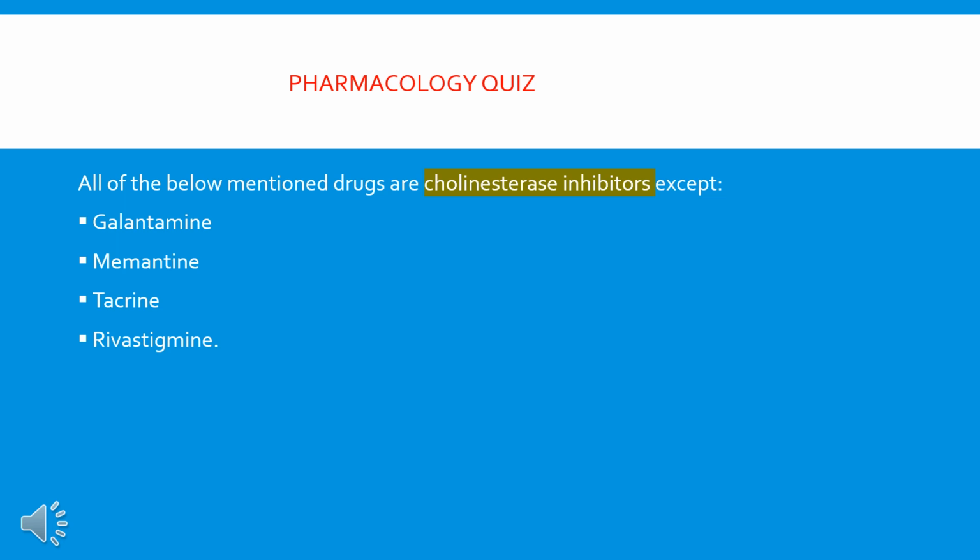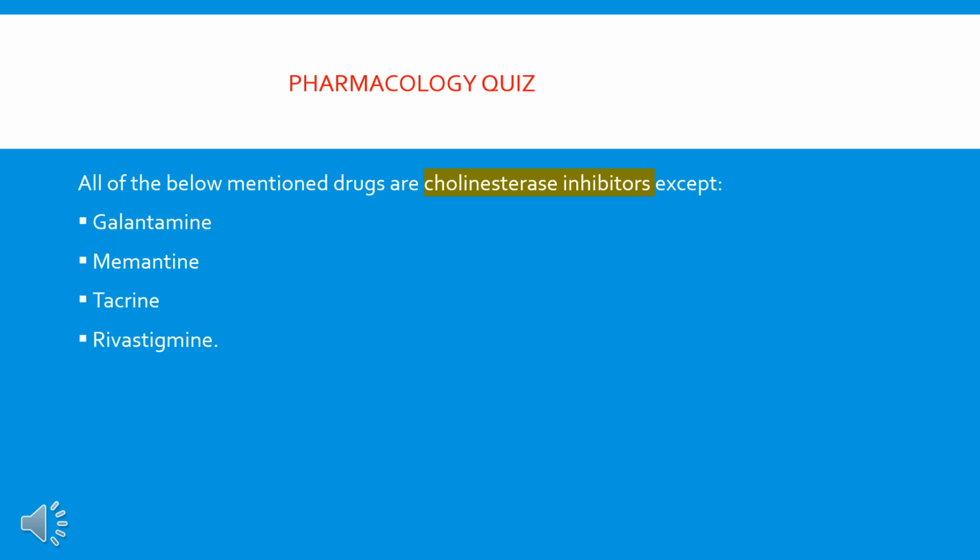So, let's start with question 1. All the below mentioned drugs are cholinesterase inhibitors except galantamine, memantine, tacrine, and rivastigmine. As we know, in Alzheimer's disease, there is deficiency of acetylcholine, and we have to give such medication which will prevent degradation of acetylcholine. Cholinesterase is one enzyme which causes degradation of acetylcholine. So if we give cholinesterase inhibitors, it will prevent the degradation of acetylcholine, and thereby the increase in acetylcholine can be a treatment for Alzheimer's disease.